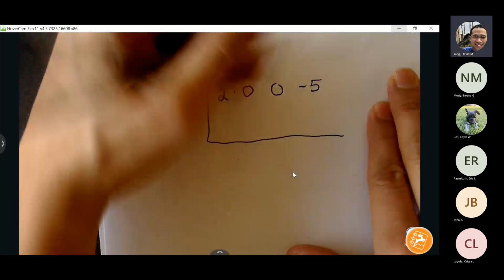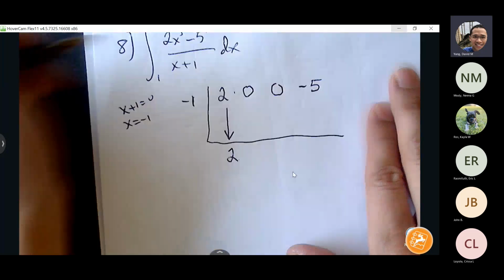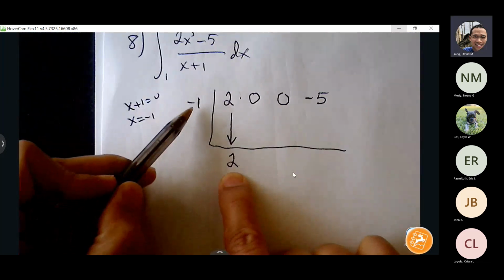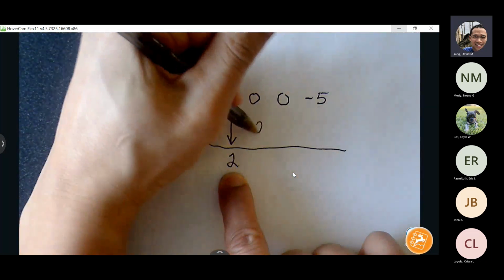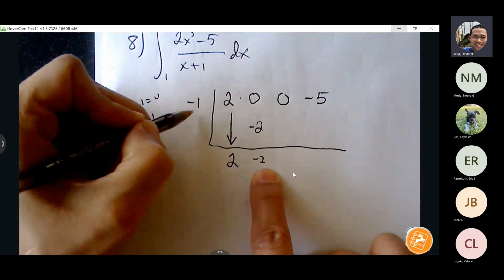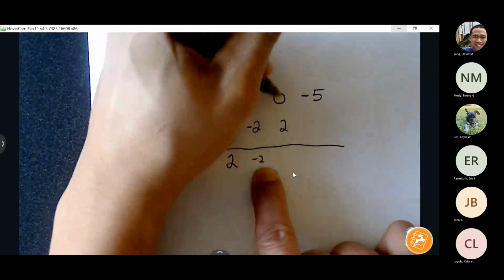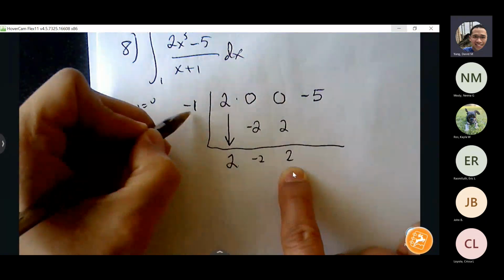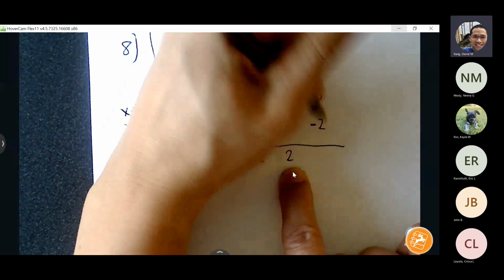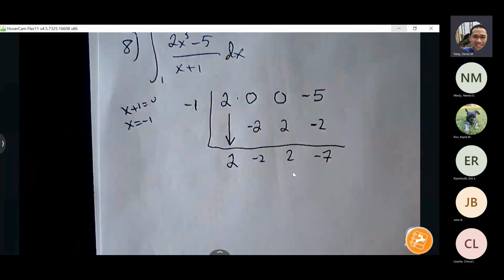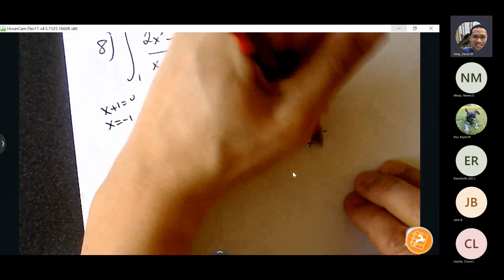Right. So we always bring down the first number without changing anything. Now we start multiplying and adding. So 2 times -1 is -2. -2 times -1 is 2. We add 0 plus 2 is 2. 2 times -1 is -2. We add -7. If you don't see a 0 at the end, you know that's your remainder.